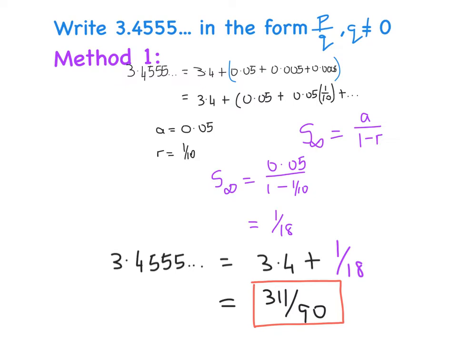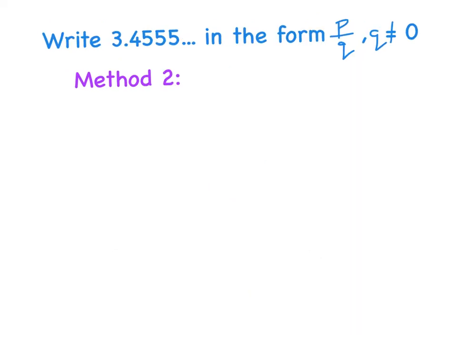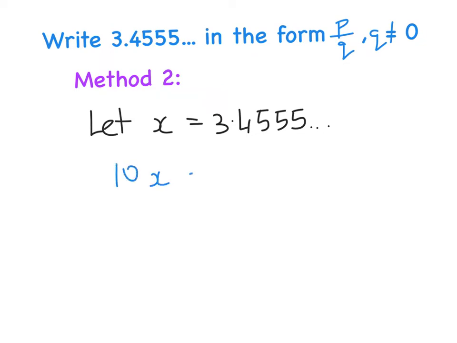We also have another method which we're going to look at right now. So we're going to say let x equal 3.4555. Here all I'm simply going to do is multiply x by a multiple of 10, just enough so that when I'm taking away, I've just moved the decimal place over. So here 10x is going to be equal to 34.555.